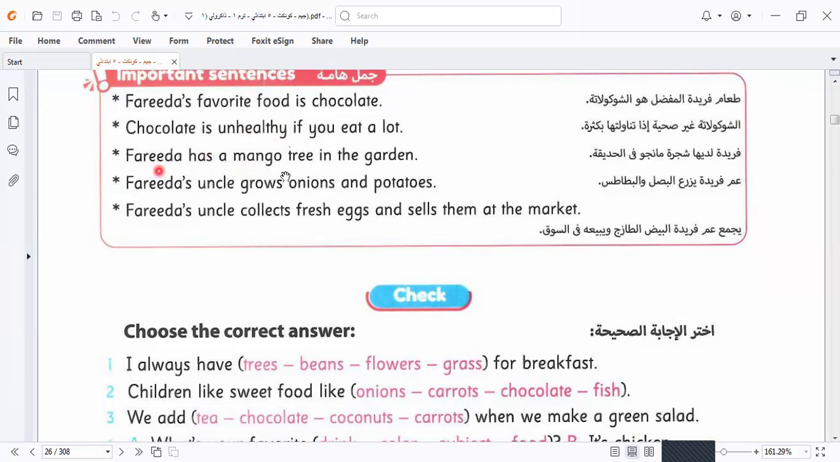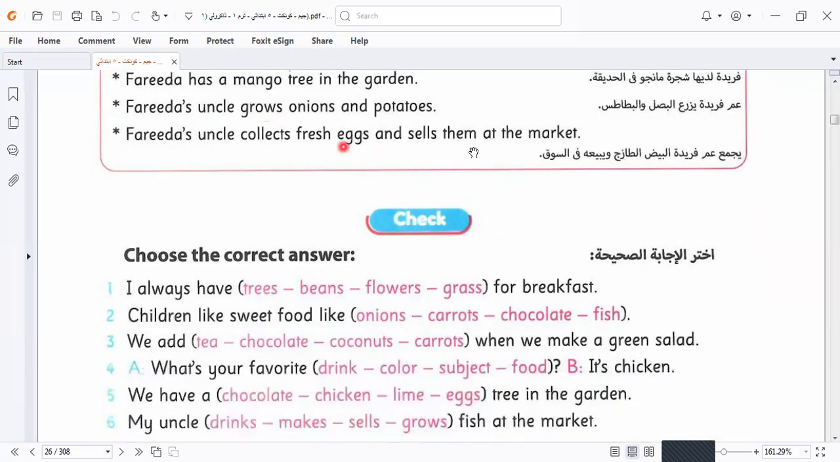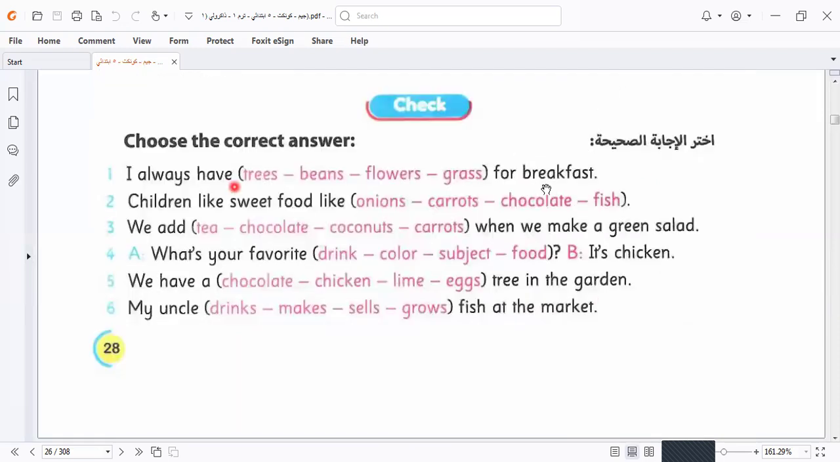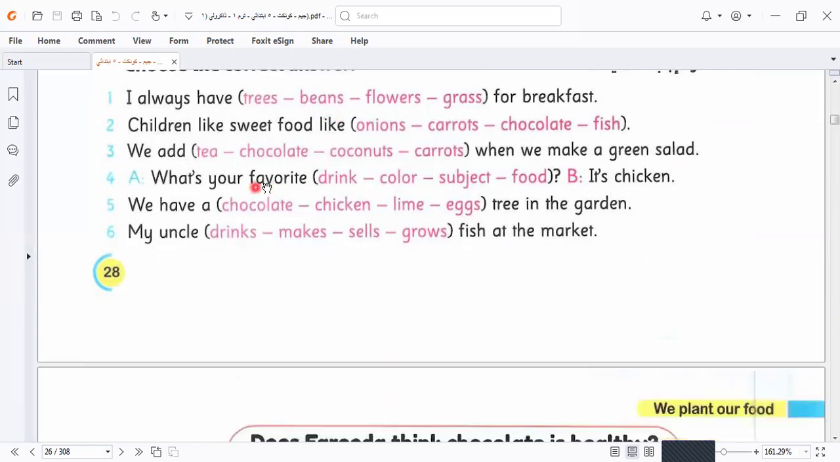Farida has a mango tree in the garden. Farida's uncle grows onions and potatoes. Farida's uncle collects fresh eggs and sells them at the market. First, I always have space for pretzels. We all know that Egyptian food is the popular food that all Egyptians love. What beans? Because the beans are excellent.